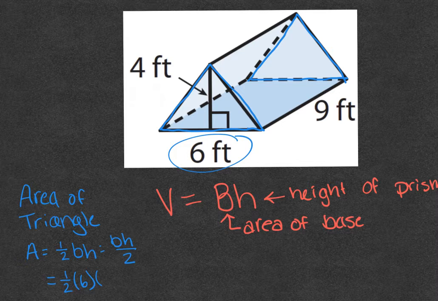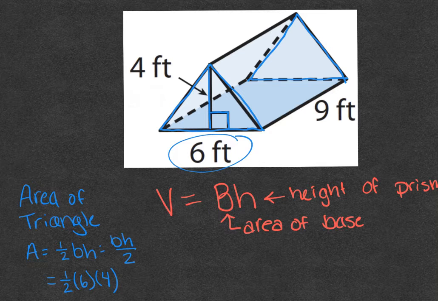Now the height is always that perpendicular measurement. And by perpendicular, I mean this line that creates a right angle. Think about how you measure yourself. You don't measure yourself starting at an angle. You want to make sure that the measurement starts straight from the floor and goes straight up to measure your height. So that's the same idea when we're measuring height of any shape. So the height of the triangle, it tells me, is 4 feet.